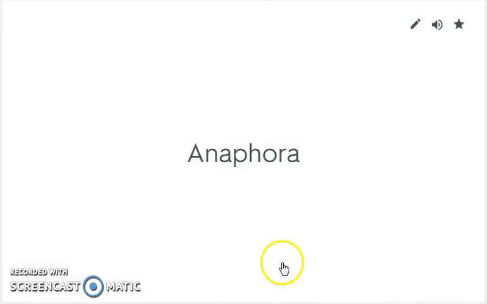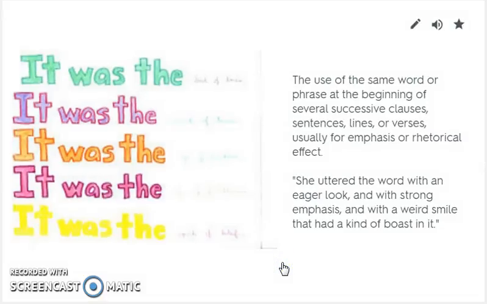Anaphora. Anaphora is the use of the same word or phrase at the beginning of several successive clauses, sentences, lines, or verses, usually for emphasis or rhetorical effect. "She uttered the word with an eager look and with strong emphasis and with a weird smile that had a kind of bolt." So here, the "and with" is an example of anaphora.